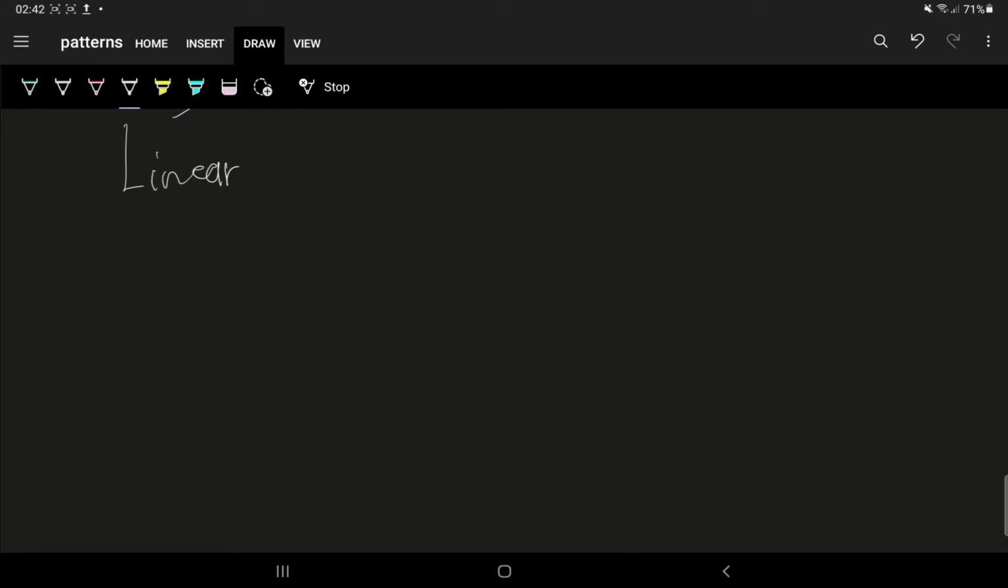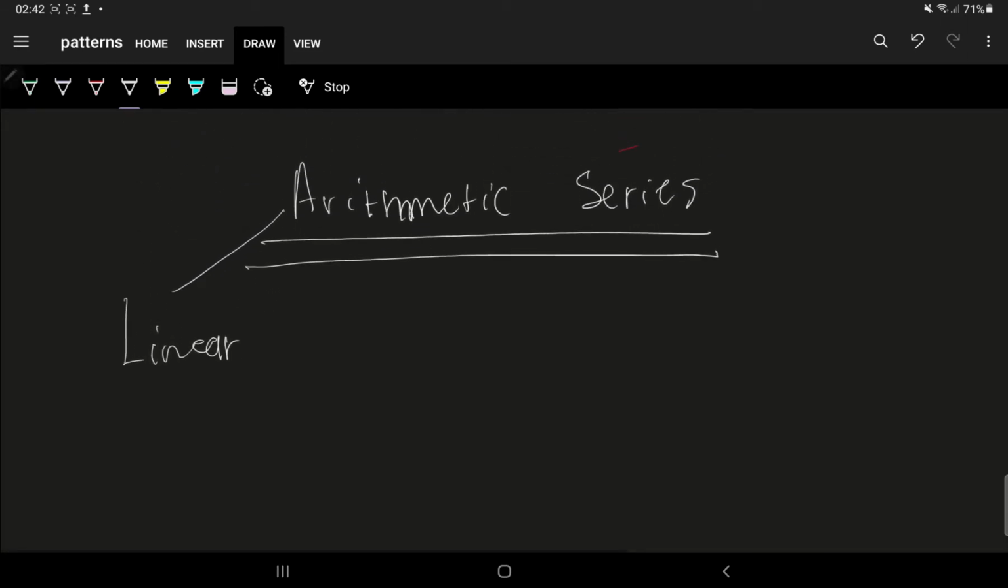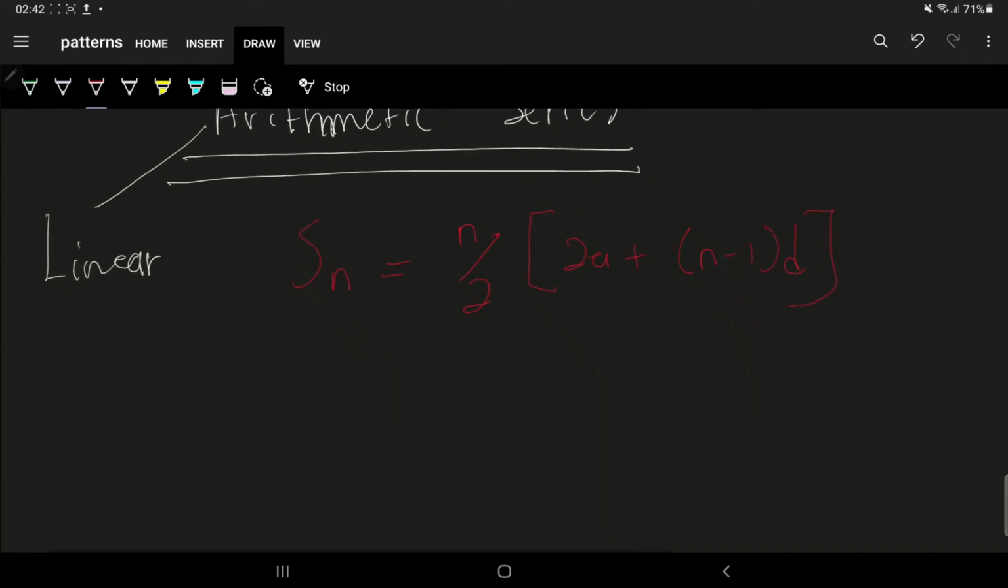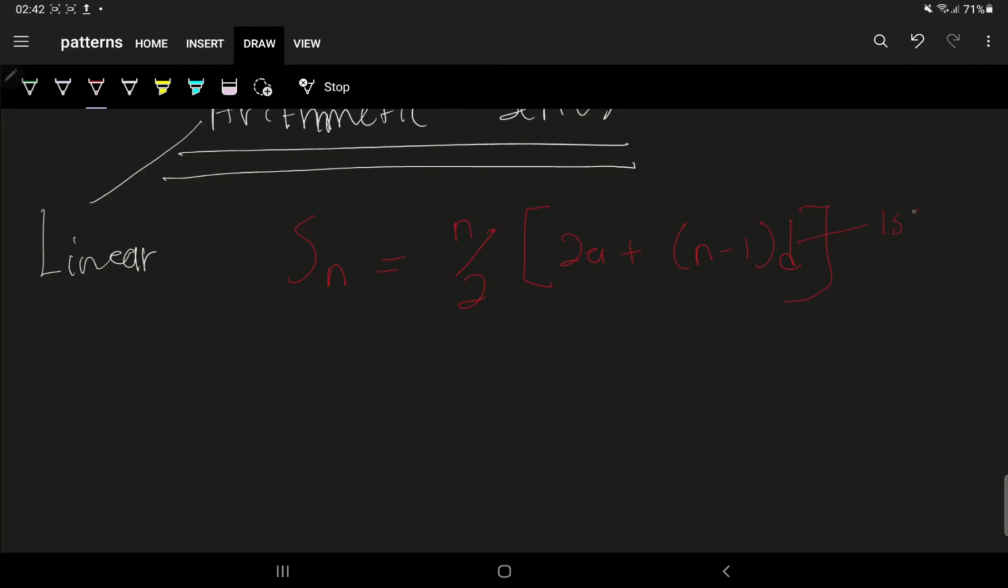Okay, so the formula for a linear arithmetic series is as follows: Sn equals n divided by 2 into 2a plus into n minus 1 multiplied by d. This is still our first difference. And this n is no longer the position. It's now the number of terms in the series.